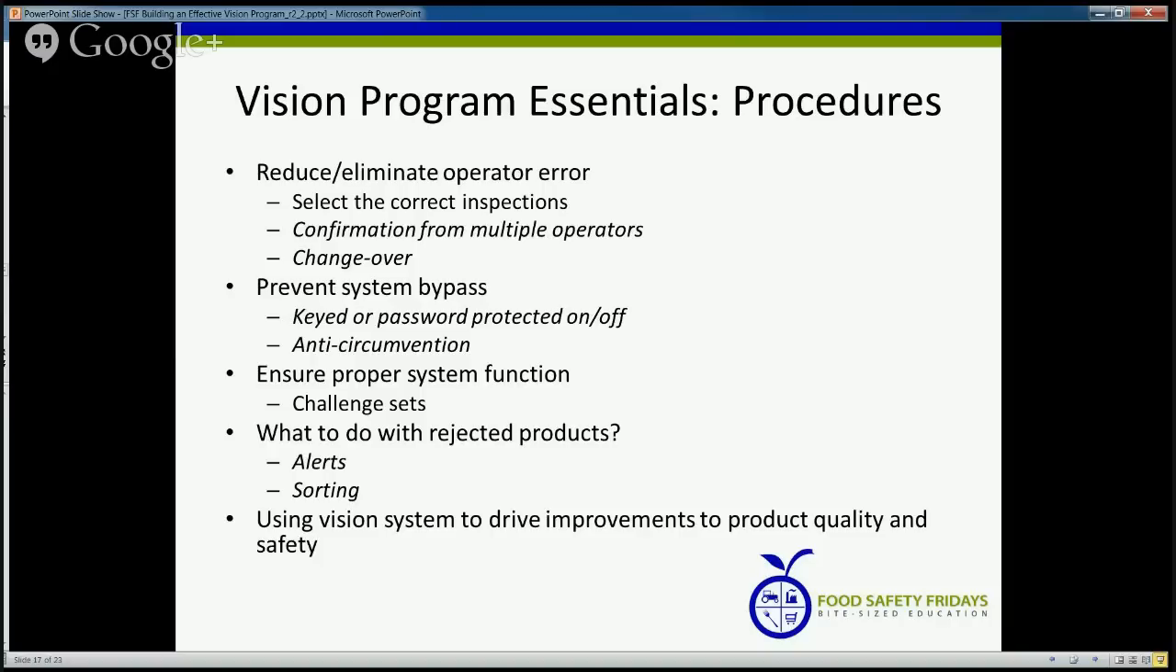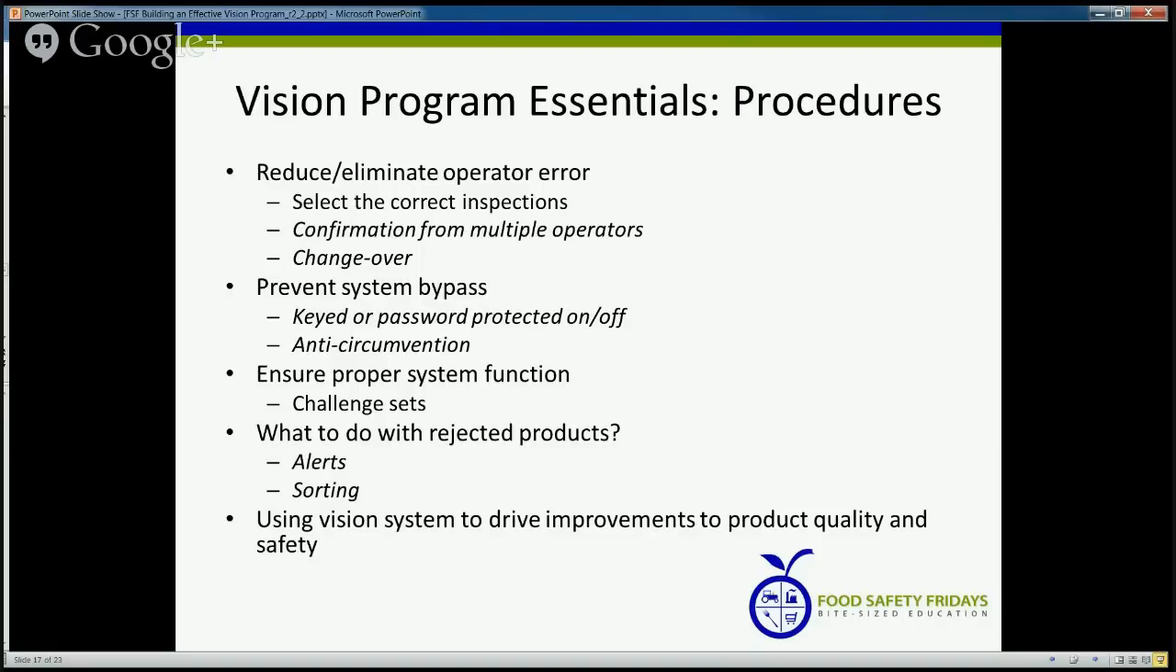We talked a little bit about changeover. We want to make sure that the changeover process with a vision system is quick, is easy, is repeatable, and ultimately does not become a hindrance when a changeover event has to take place.